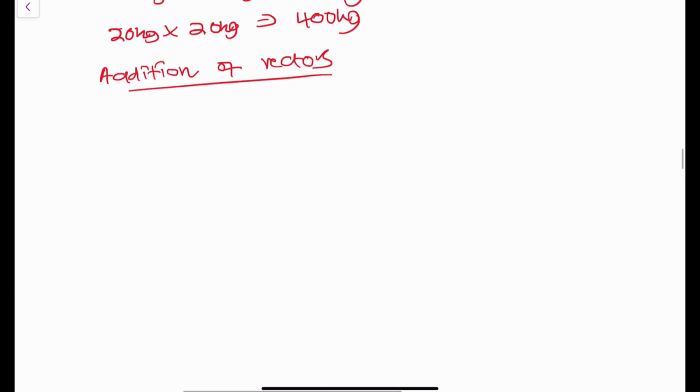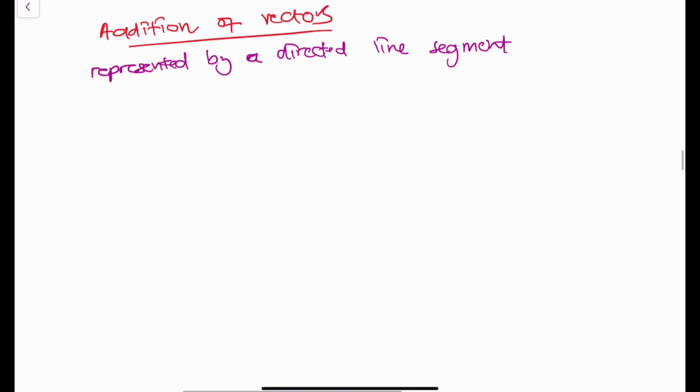Vectors are represented in a certain notation that you're expected to know. They're represented by a directed line segment. That is what represents a vector. It has to be a directed line segment. It could be something like this, with the arrow representing the direction.